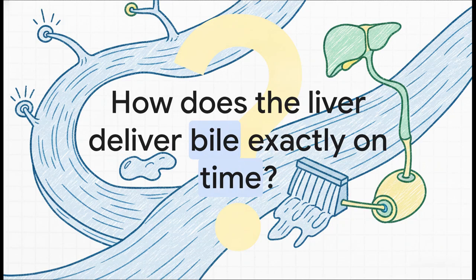I want you to think of the biliary tree not just as a bunch of static tubes, but as a dynamic, intricate river system. It's got springs, little streams, a main river, a reservoir, and even a dam. Let's see how we're going to navigate this river today.